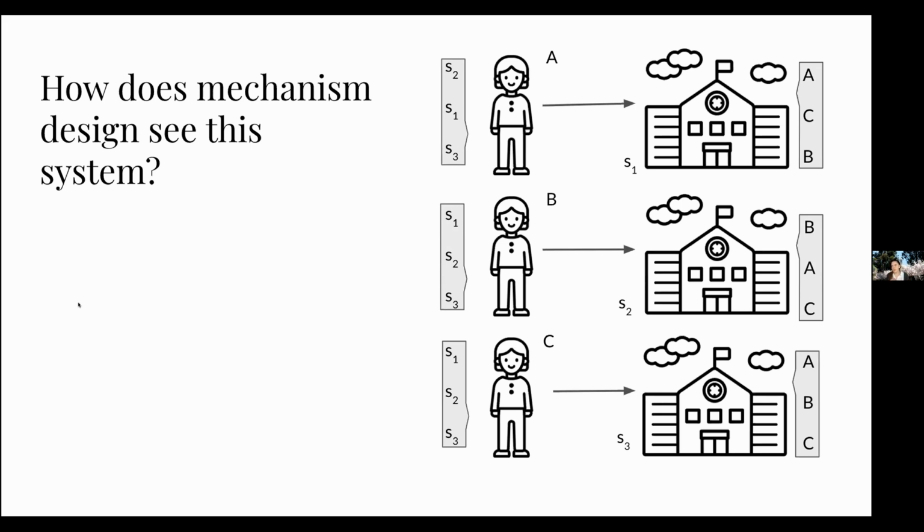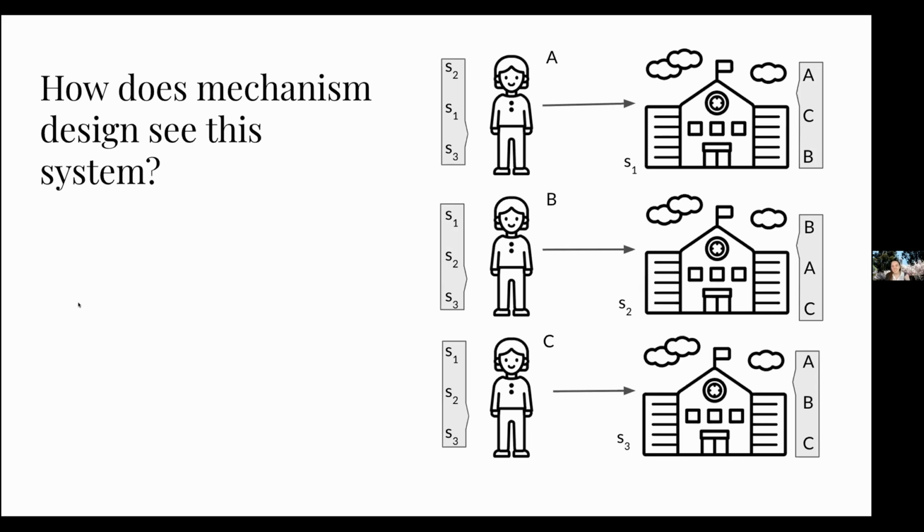And then, of course, schools have capacity constraints. So mechanism design tries to come in and think about how we can develop algorithms that will take these two sides' preferences and come up with a matching of students to schools so that everybody is happy and the schools' capacity constraints are respected.